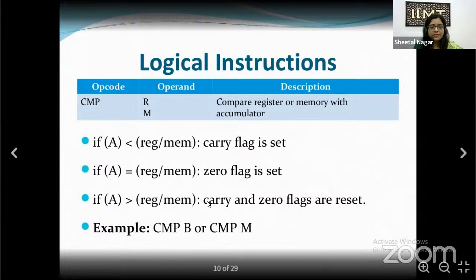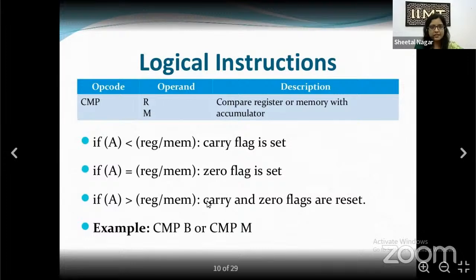For example, if we have 03 in the accumulator and 04 in the general purpose register B, after the CMPB instruction the carry flag will be set and the contents of the accumulator and register B will be the same. Means no change after the compare instruction in any register, only the carry flag will be set.